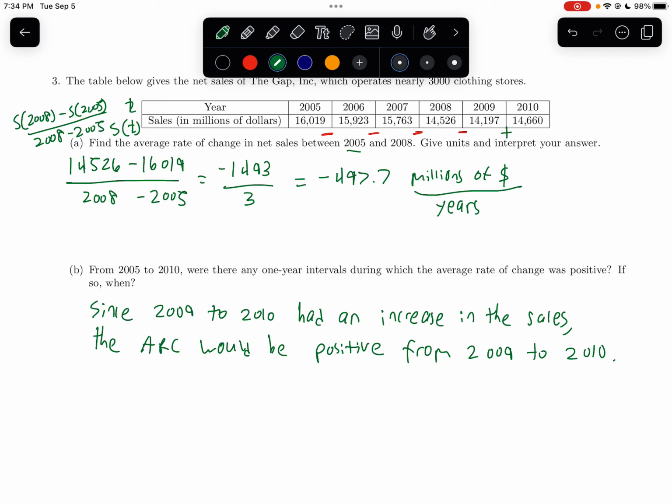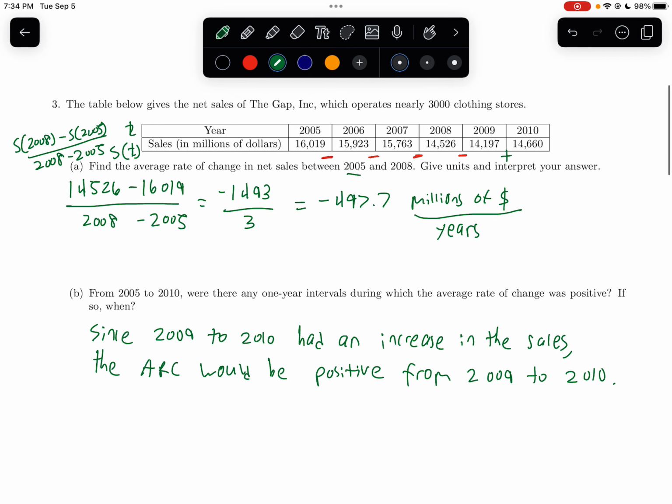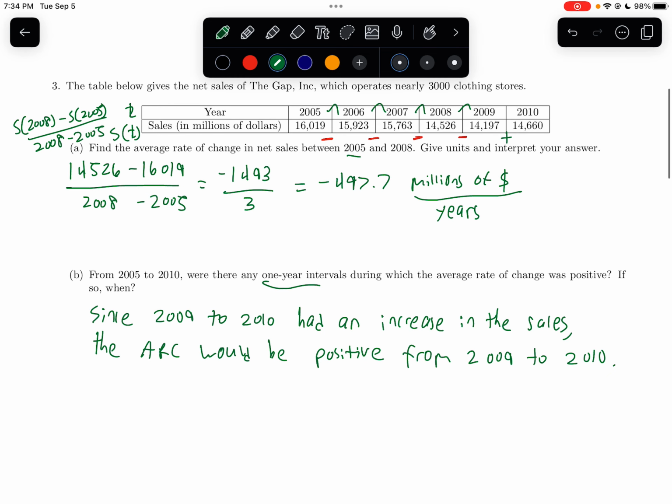And you could verify this. We just did one in part A, from 2008 to 2005. That was negative, although it wasn't a 1 year interval. But the point is, if you did the average rate of change for each one of these, you would have a negative number, except for the last one, when it would be positive.